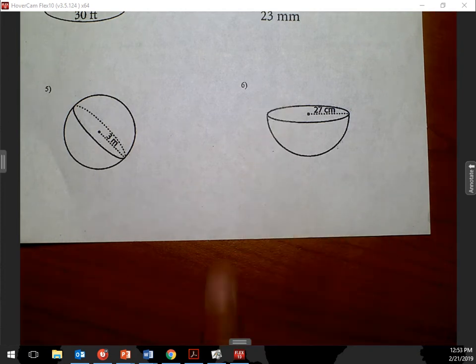How much of a sphere is that? Half a sphere, right? Anyone know the word for half a sphere? Hemisphere. There we go, he's got it.